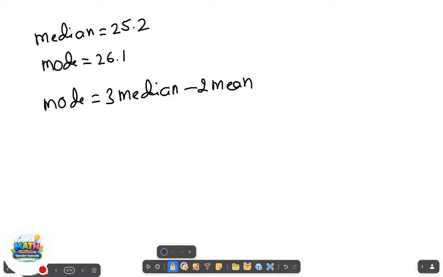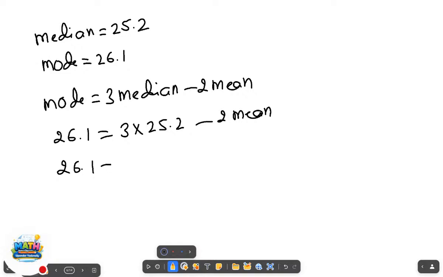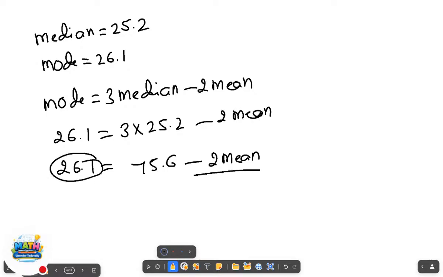So this is the relation between these three things. Let's substitute the values. Mode 26.1, 3 median, 3 into median is 25.2, minus 2 mean. So mean we have to find, right? 26.1 is equal to 3 into 25.2 minus 2 mean. 3 into 25.2 is 75.6 minus 2 mean. So bring minus 2 mean to the left side, send 26.1 to the right side.